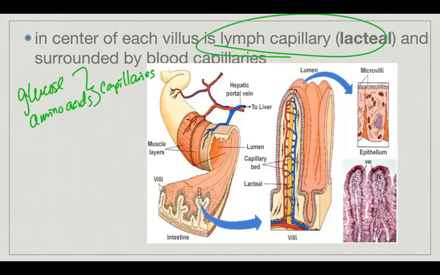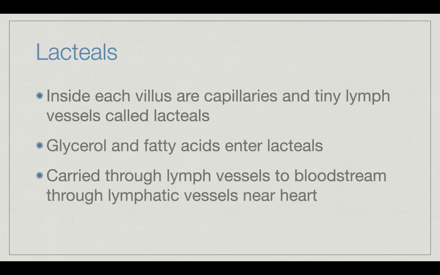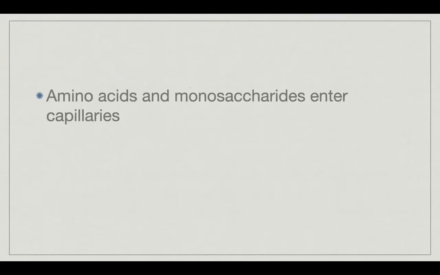So you can see from the diagram here, inside each villus, you have the capillary bed, which is the red and the blue, the oxygenated and deoxygenated blood. And running through the middle of that is a lymphatic capillary called a lacteal. So the glycerol and fatty acids are going to enter lacteals. They're going to get carried through the lymphatic system until they finally meet up with the bloodstream near the heart. So it's important to remember to distinguish between how different products of digestion are absorbed.